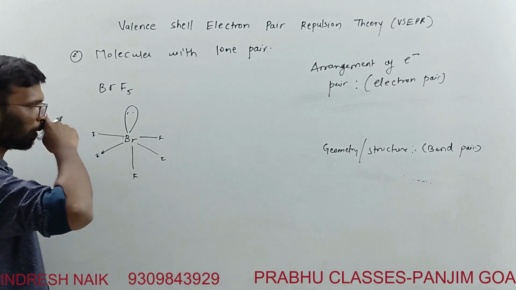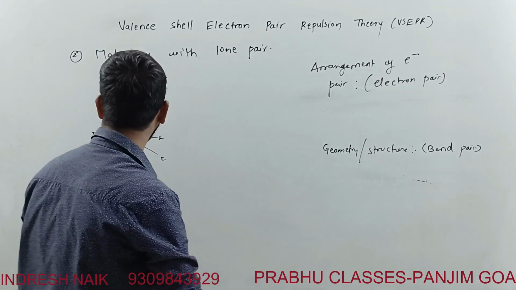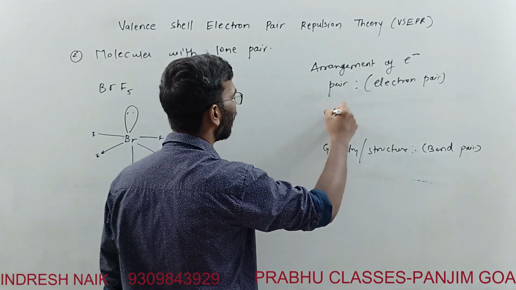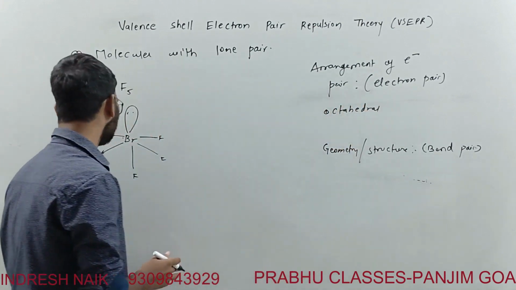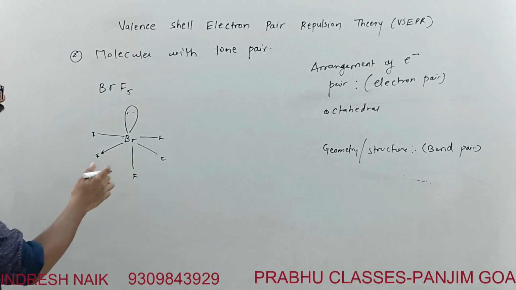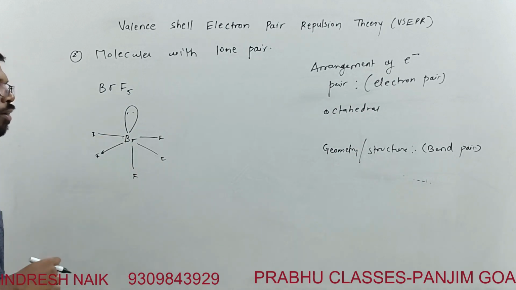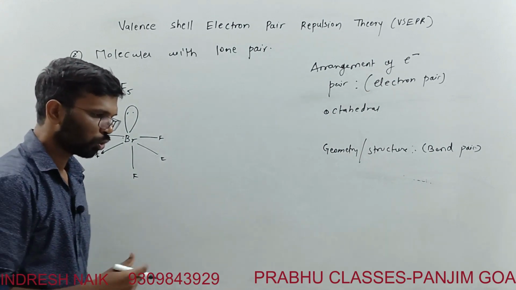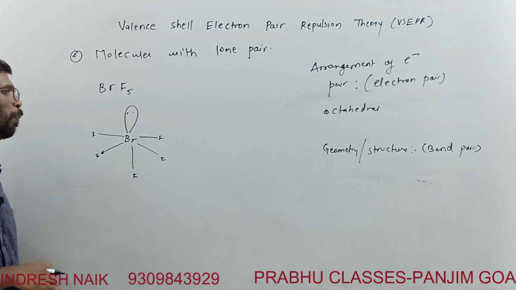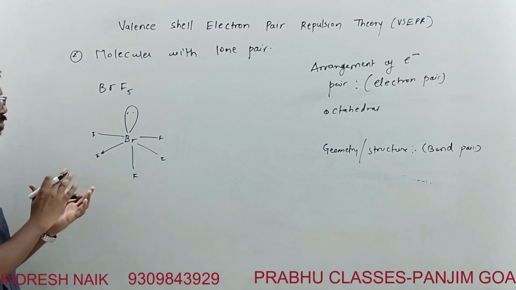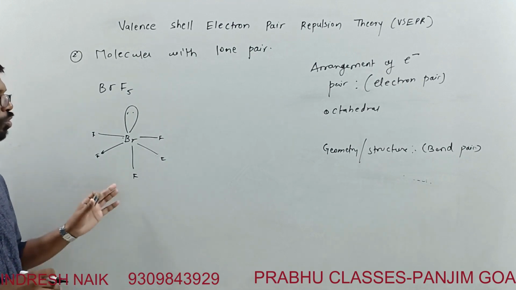So although the arrangement of the electron pairs is octahedral, this is a kind of distorted pyramidal structure, a distorted square pyramidal structure. Slightly it will be pushing it, or we can write square pyramidal structure for this geometry.